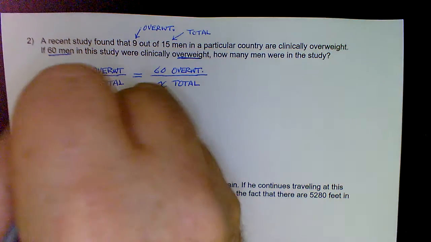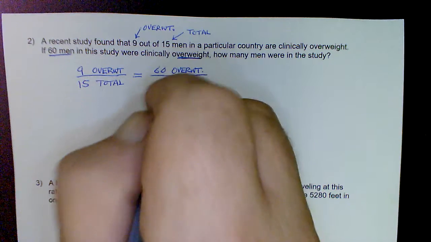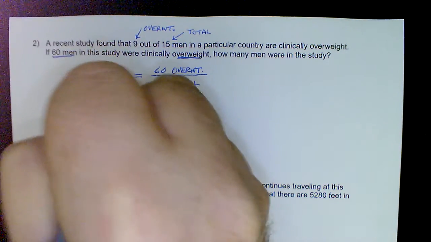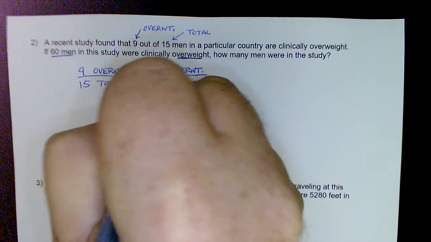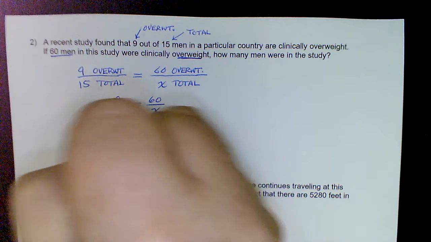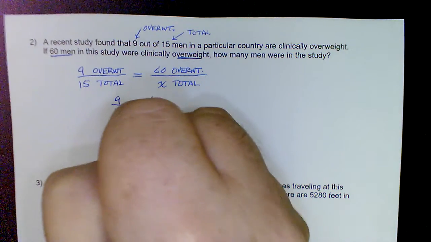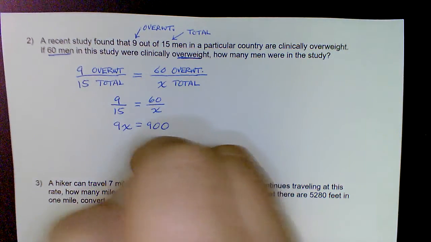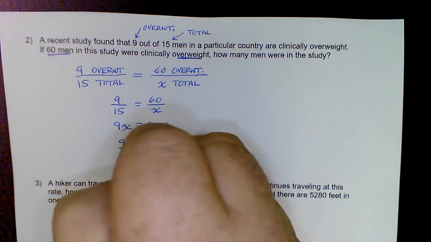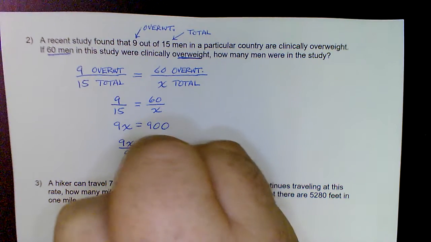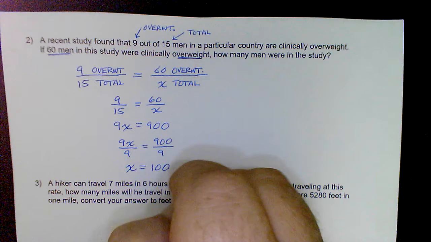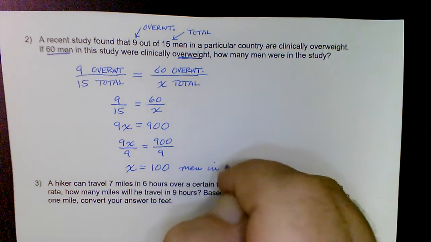Pardon me. So once you set up the proportion, again, I encourage you to use the units. You can drop the units, so 9 over 15 is 60 over X. Cross multiply. 9x equals 15 times 60 is 900. Use a calculator if you need to. And then divide. We're dividing both sides by 9 here. And so we get X is 100. And that represents the 100 men in the study.